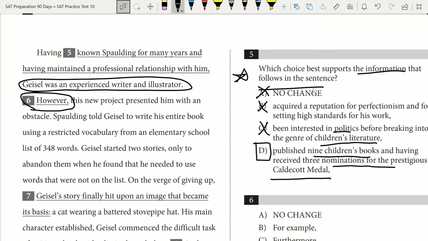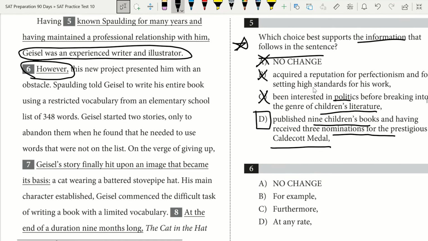Now we have a transition here. Now what I'm not even going to do is I'm just not even going to read however. I'm just going to read the next sentence because I have to know my next sentence before I try to figure out what word should go there because I'm connecting the next sentence to that previous one back here with Geisel. All right, so we have this new project presented him with an obstacle.